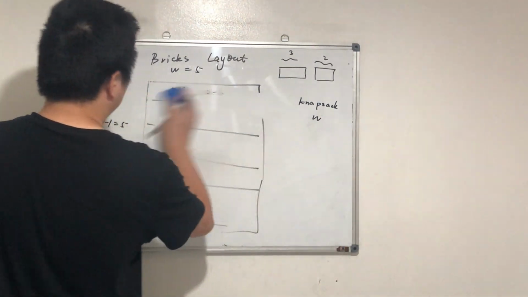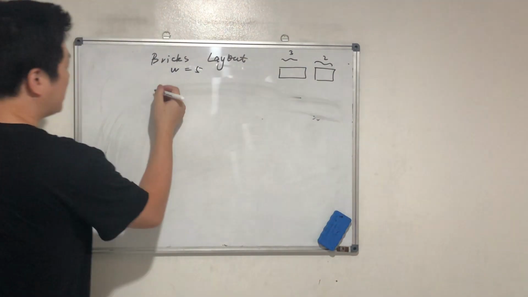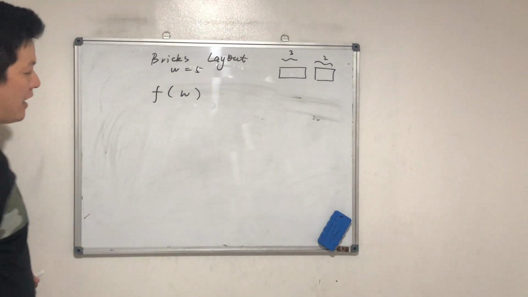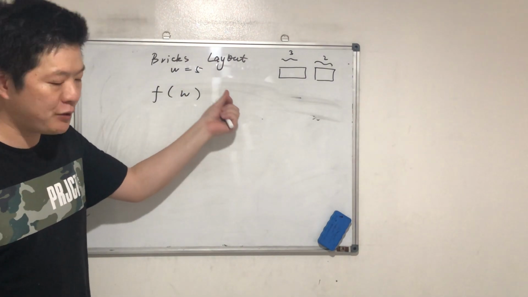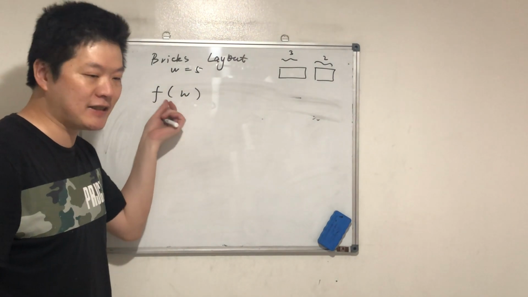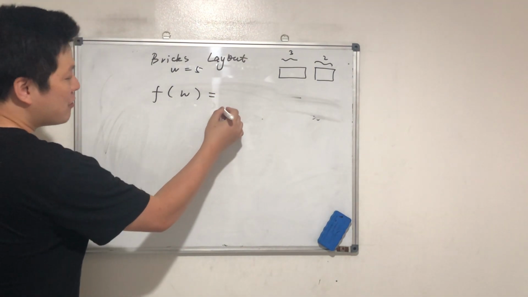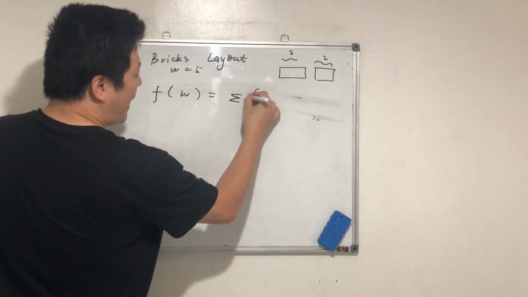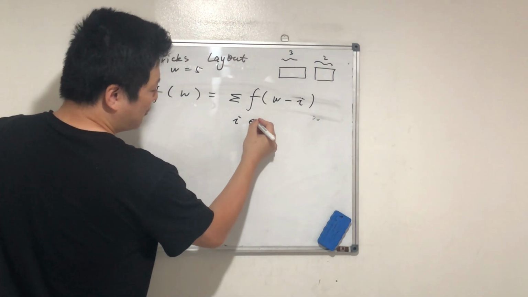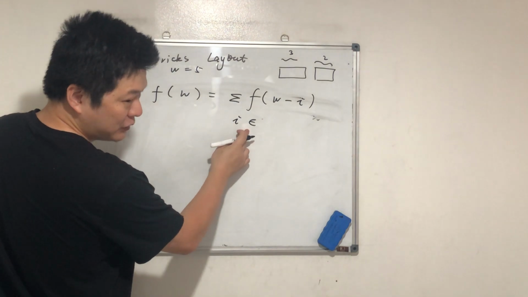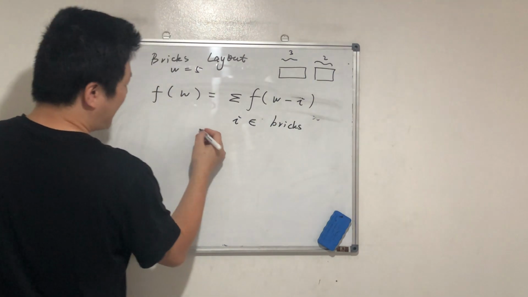So yesterday we talked about the top down. So if we use F(W) to represent the number of ways to put the bricks in the size W. So do you still remember? It equals to what? It equals to the sum of F(W minus i), where i belongs to the bricks. Remember this symbol, belongs to. It looks like an E.